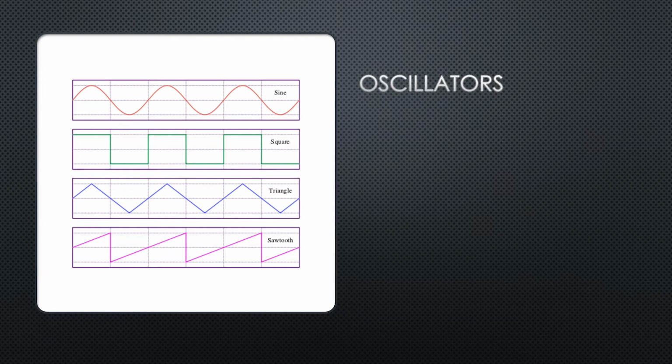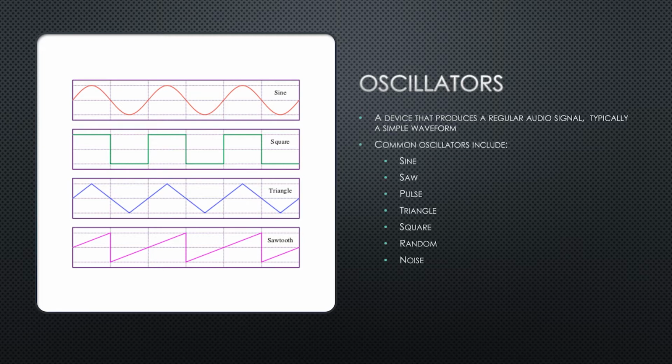So at the heart of pretty much any synthesizer will be an oscillator or oscillators. Some synths have one, some have many. An oscillator is a device that produces a regular audio signal, typically a simple waveform. Common oscillators include sine, saw, pulse, triangle, square, random, or noise. Over here on the left of the screen, you can see I have some common waveform shapes.